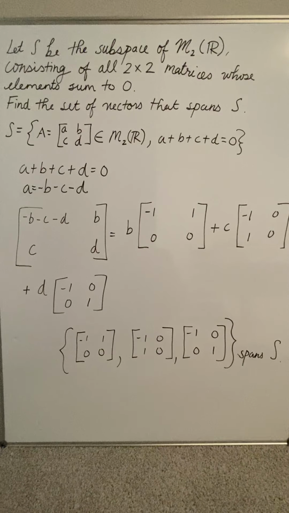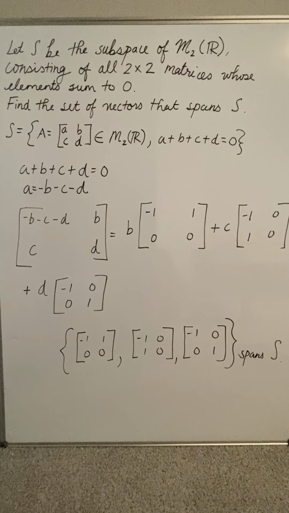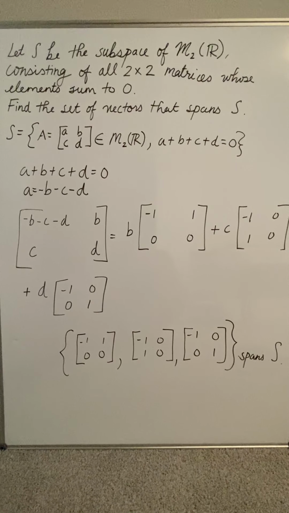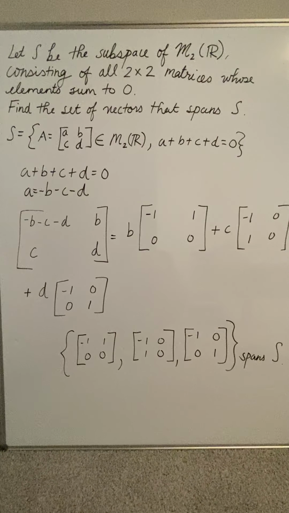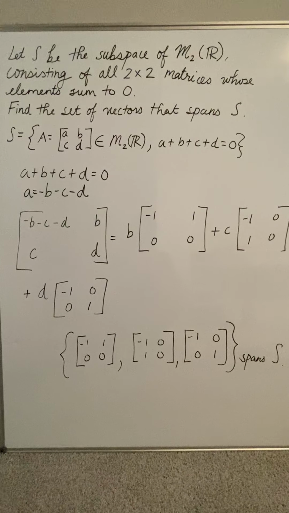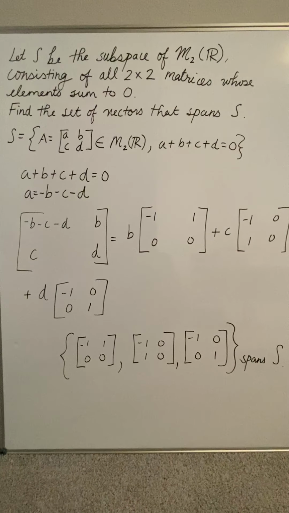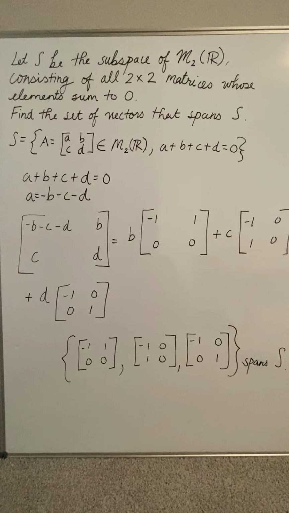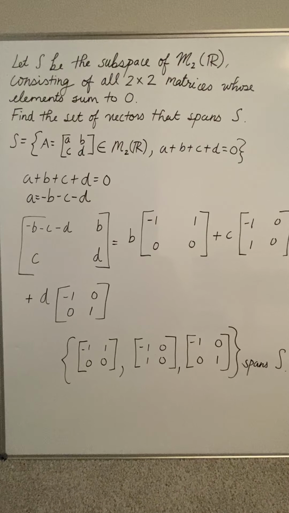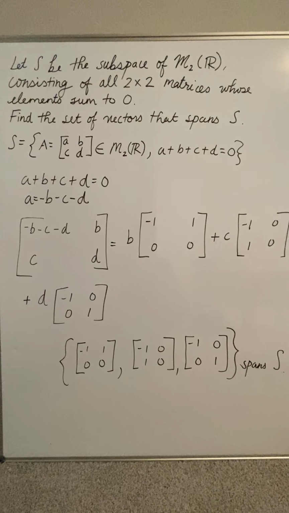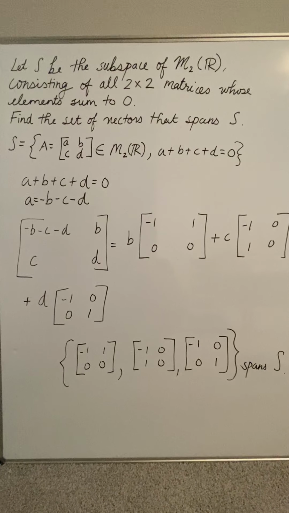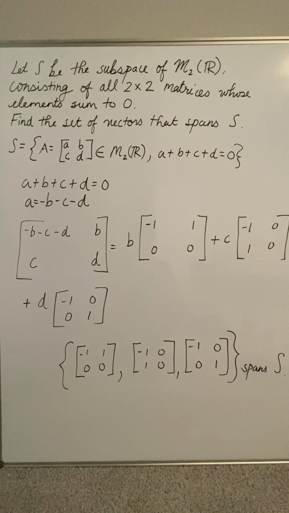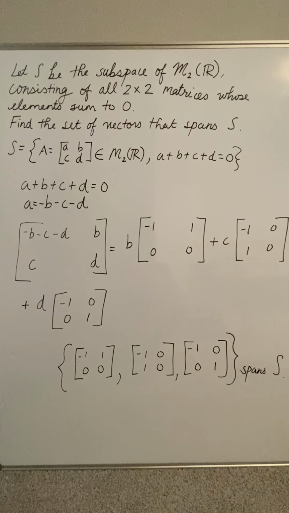So we can rewrite S in set notation as the matrix A, where A plus B plus C plus D is equal to 0, since all the elements have to sum to 0. So we know that A plus B plus C plus D is equal to 0. And we can solve for A and find out that A is equal to negative B minus C minus D. And we can rewrite the matrix A and replace the A component, A11, by negative B minus C minus D, and keep the rest of it the same.